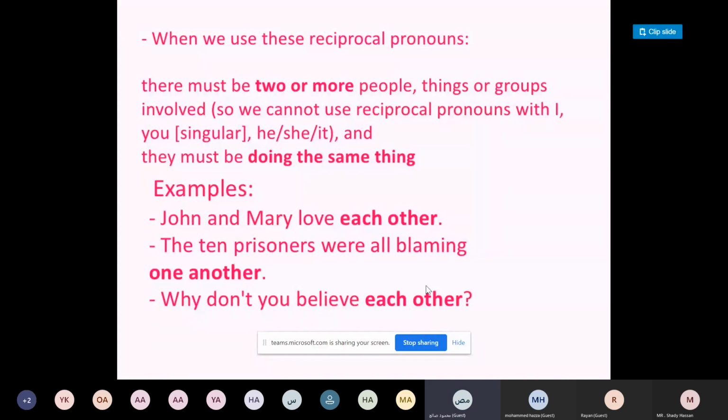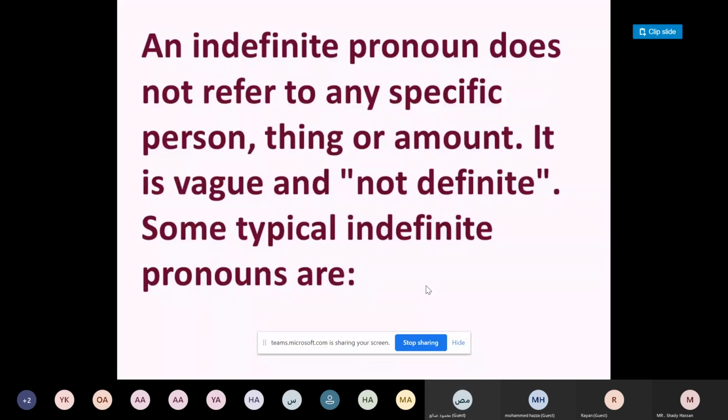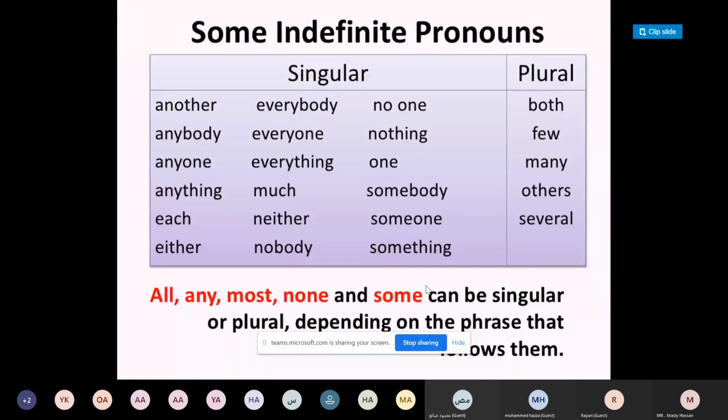Why don't you believe each other? Here, the phrase "each other" connects you as a group of subjects. The final category in this presentation is the indefinite pronoun, like somebody, someone, anyone, anybody, nothing, no one, nobody, all, few, many, others, several.